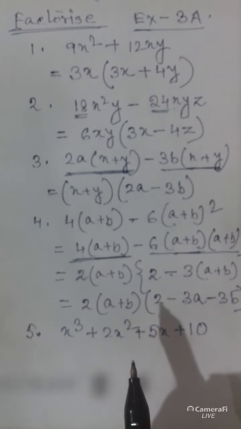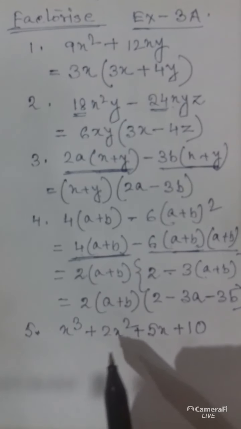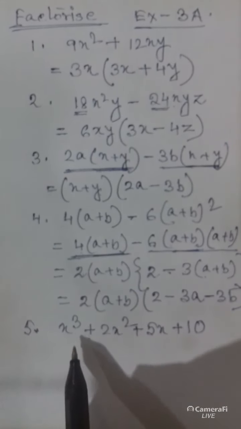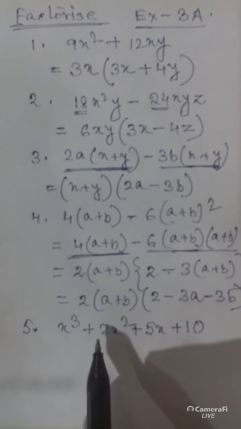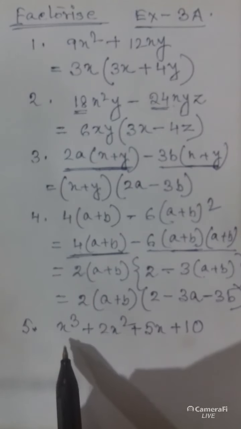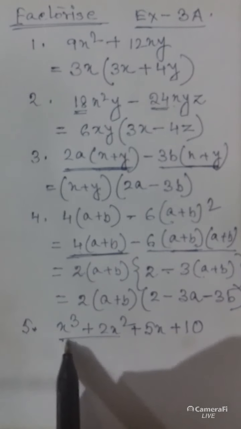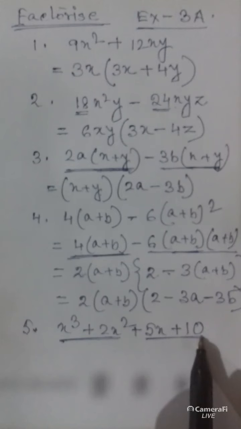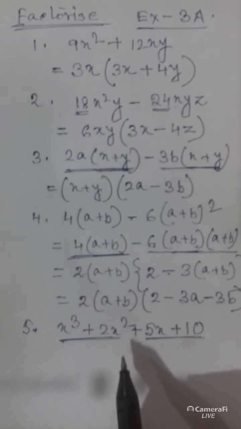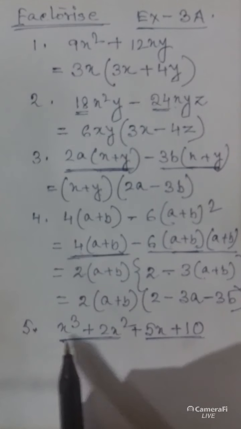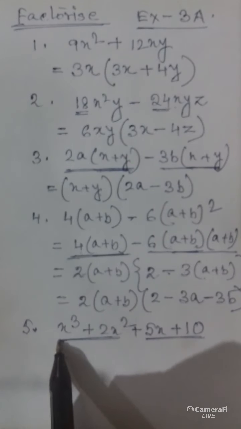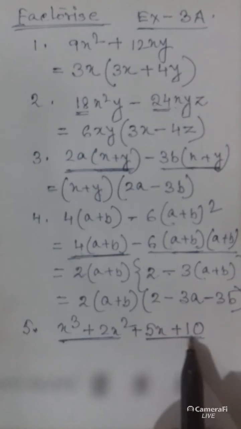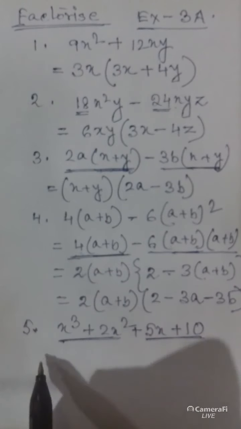So we have factorization by grouping. Here x cube plus 2x square is one group, and 5x plus 10 is another group. By grouping we have to factorize it.